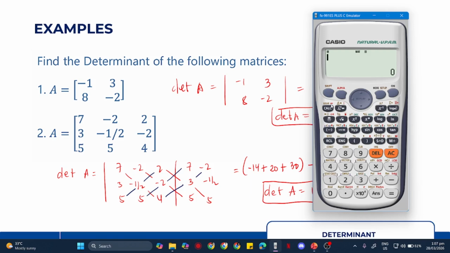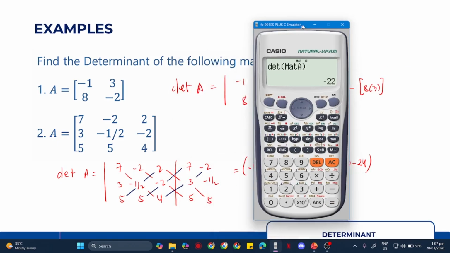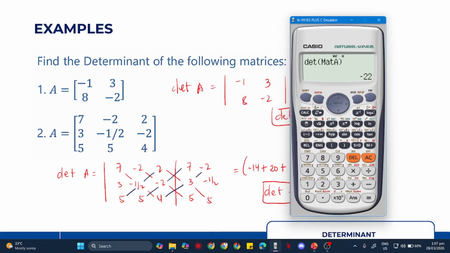Then go to shift matrix, this is 4. Then look for the word det, 7. Then shift matrix again, then matrix A. And that is equivalent to negative 22, which is correct. Actually, if you are using a Casio, you don't need shift then matrix; it is directly available there.